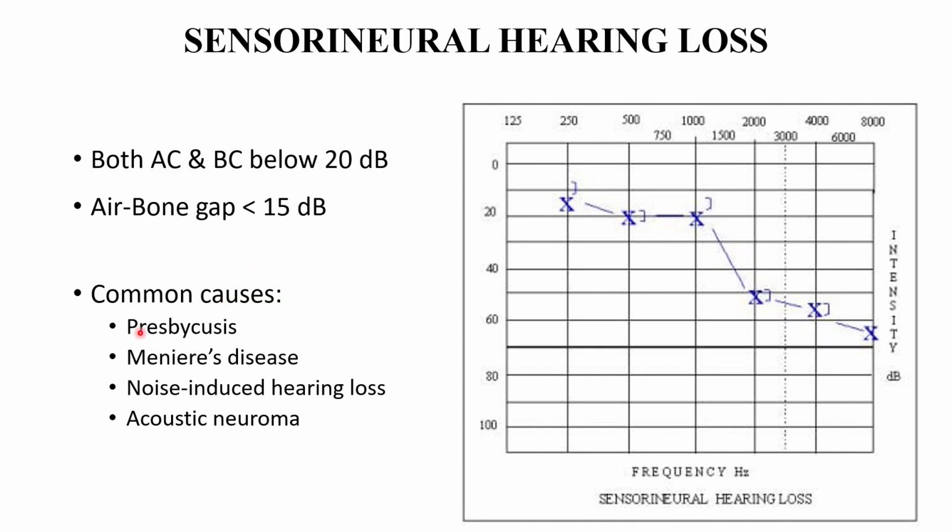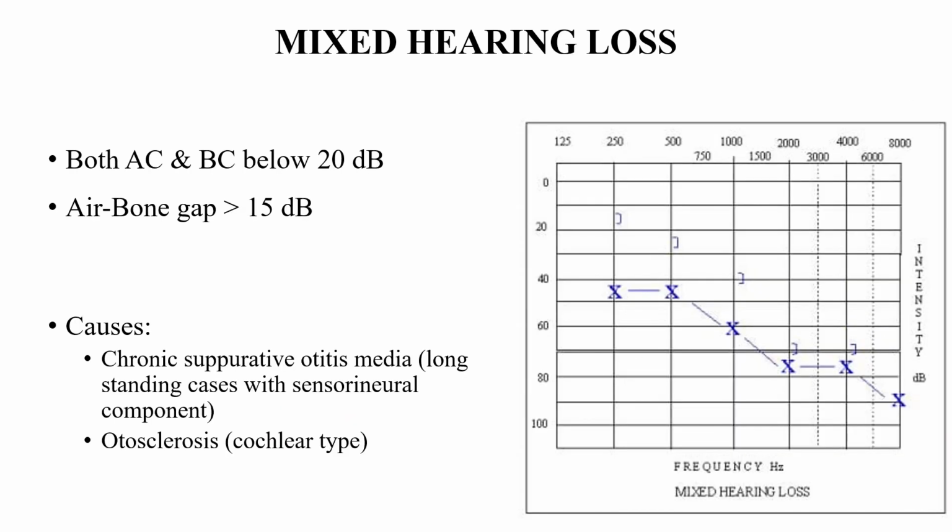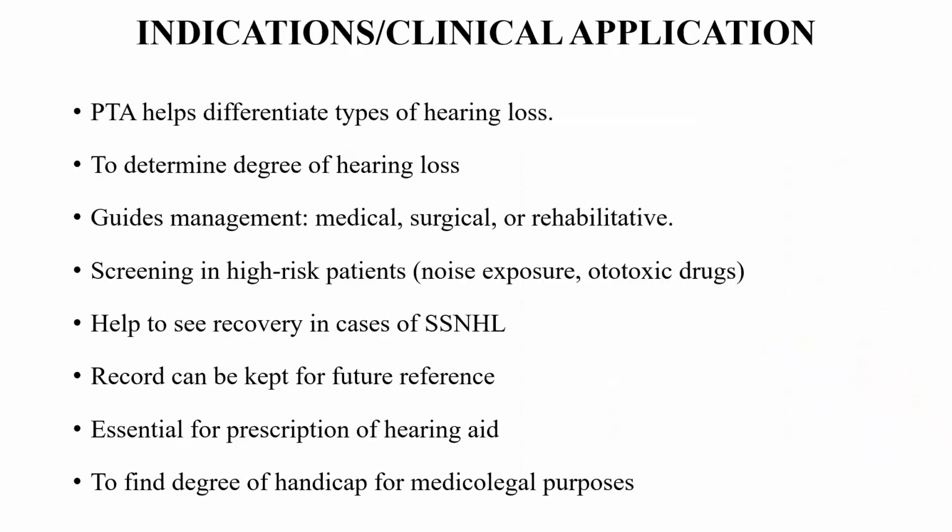Again, some important causes are presbycusis, Meniere's disease, noise-induced hearing loss, acoustic neuroma. For mixed hearing loss, both air conduction and bone conduction graphs should lie below 20 decibel, and the gap should be more than 15 decibel. Mixed hearing loss is commonly present in long-standing cases of chronic suppurative otitis media, because it will now be affecting the nerves and the cochlea, and in cochlear type of otosclerosis also.